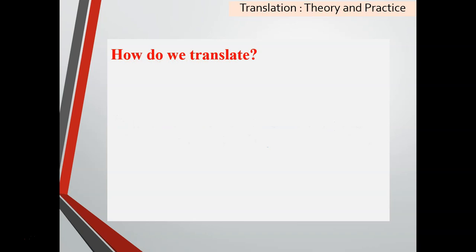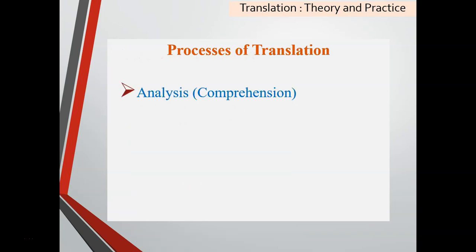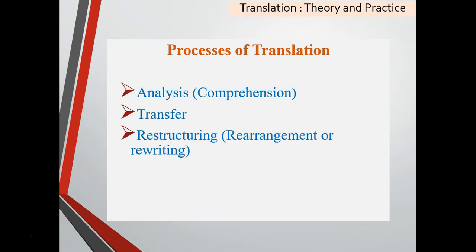Another important question is, how do we translate? In order to translate something, we have 2 concepts to use. The first is called processes of translation. The second is methods of translation. For this lesson, we will be focusing more on the processes of translation. Since translation is a communicative process, it has to deal with the following processes. First, the process of analysis or comprehension, the process of transfer or transmission, and the process of restructuring or rearrangement and rewriting of the text.